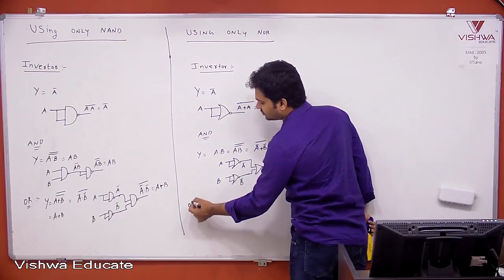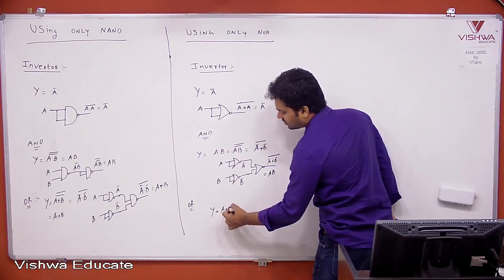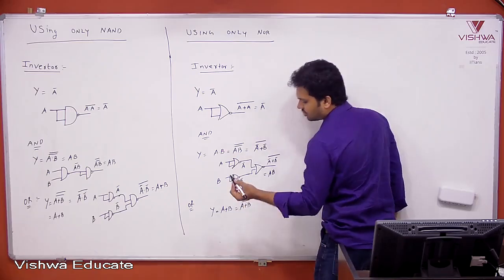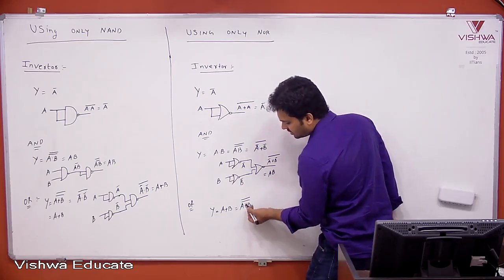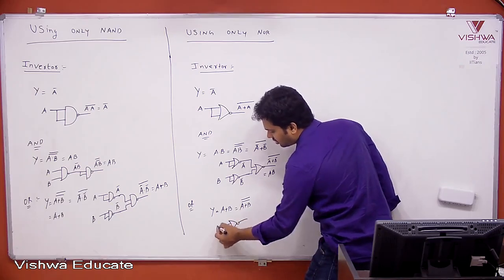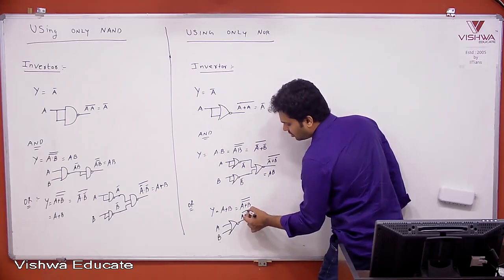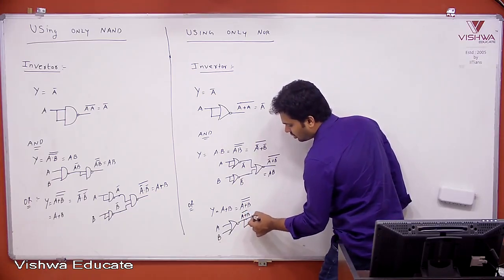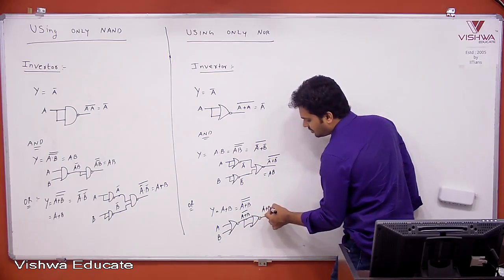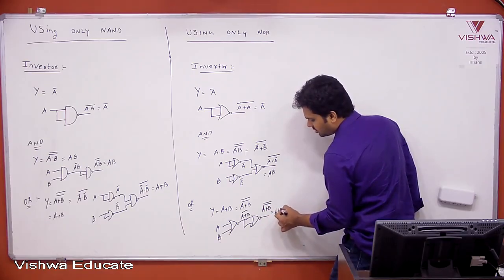OR gate. What is Y? A plus B. You can make it with A plus B double bar. How to make double bar? Plus is there, double bar. So blindly take one NOR gate. Then A plus B whole bar. Take one more NOR gate and make it an inverter. Then A plus B double bar, which is equal to A plus B.